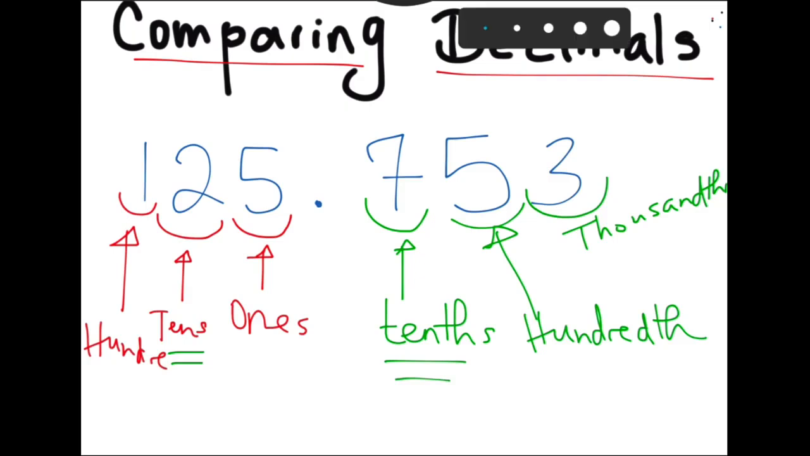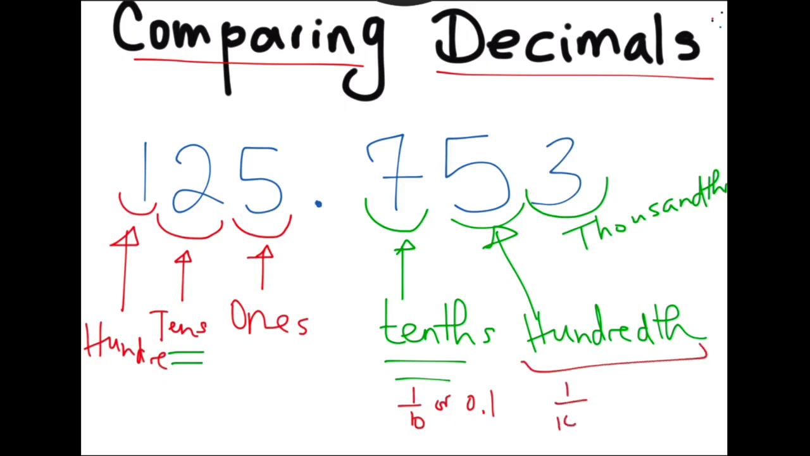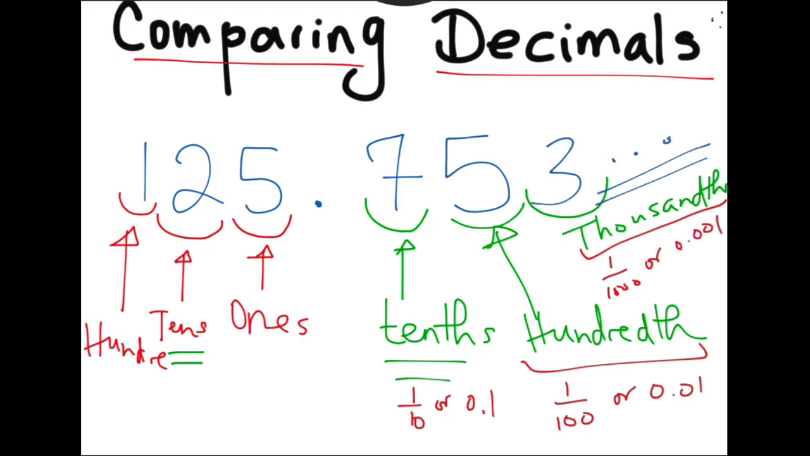A tenth is 1/10 or 0.1. A hundredth is 1/100 or 0.01. This is hundredth, not hundred, but hundredth. And then a thousandth is 1/1000 or 0.001. And of course, numbers can continue. So the next number in line would be ten-thousandths, and then hundred-thousandths, and then millionths, and so forth. Now, this becomes important when you start comparing decimals.